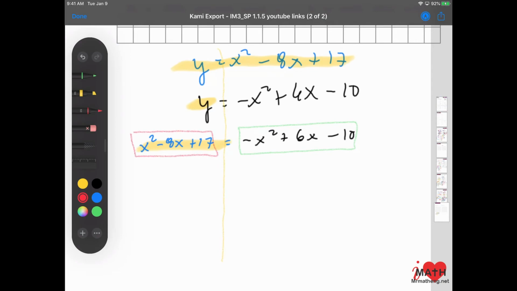Now if I move the red to the right side, you're going to have negative x squared minus negative x squared, which is negative 2x squared. But I'd rather have it be positive. So I'm going to add x squared here. I'm moving this one, so I'm going to do the opposite, subtract 6x. And over here, I'm going to be adding the opposite, plus 10.